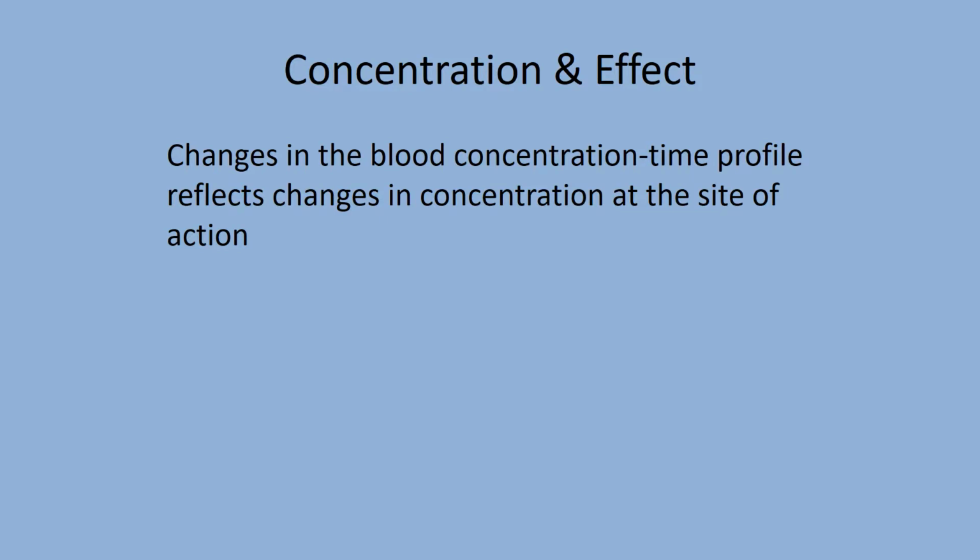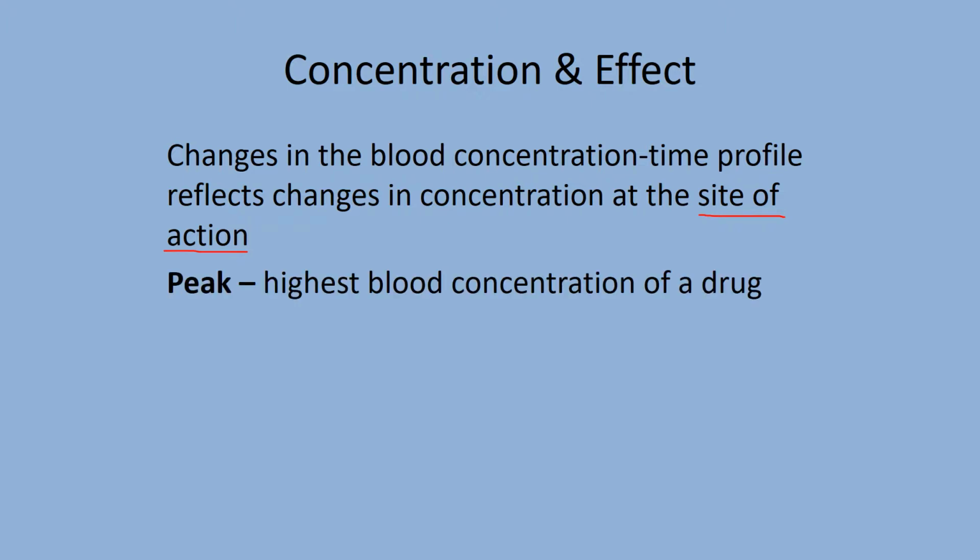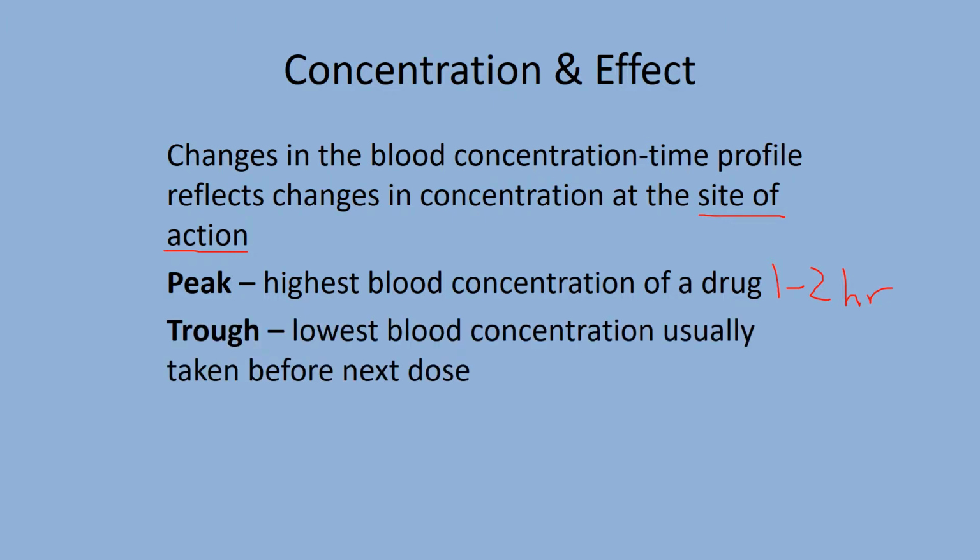So changes in the blood concentration profile is probably a good indicator of what's also happening at the site of action. So for most drugs, not all drugs, you can make this correlation. The peaks, we'll take the peak usually, I don't know, 1 to 2 hours after administration, depending on the route. And then the trough, we usually take that right before the next dose. So for certain antibiotics, you want to wait on making those IV bags until the trough information comes out, because most of the time the doctor will adjust the dose.